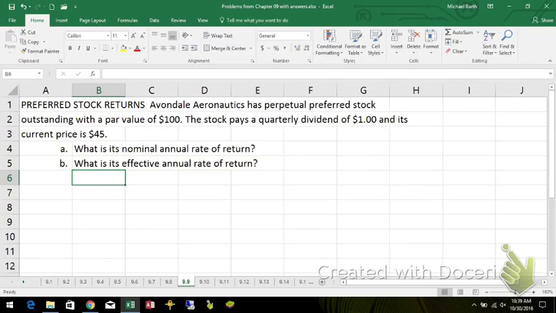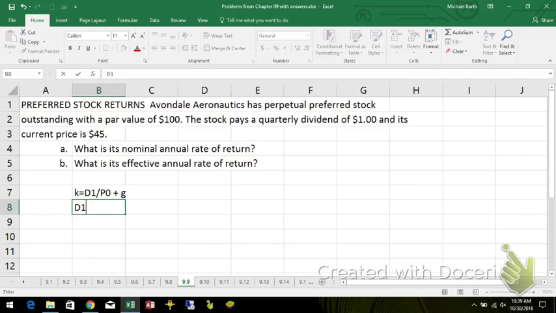All right. Avondale has perpetual preferred stock with a par value of $100, a quarterly dividend of $1, and a current price of $45. What's the nominal annual rate of return? Okay, so the rate of return would be K equals D1 over P0 plus g, and g is 0.